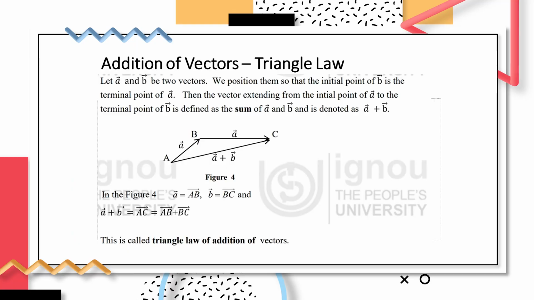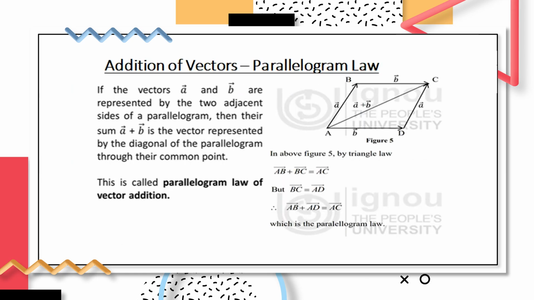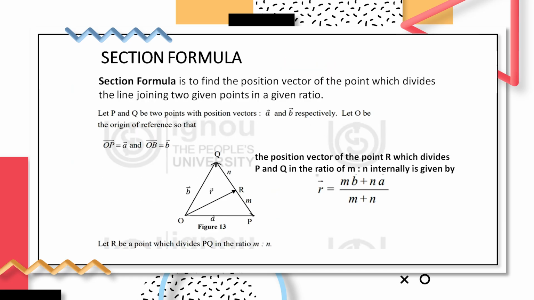So, when we were discussing vectors, we covered the triangle law of addition of vectors, and we also covered the parallelogram law of addition of vectors. We proved how the parallelogram law of addition of vectors and the triangle law of addition of vectors are to be determined and proved.